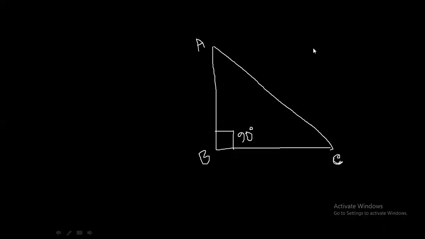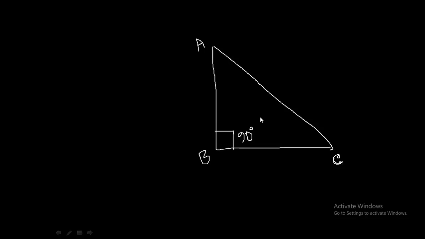So first of all, this is a right angle. We know that a right angle has three lengths. That one is called hypotenuse. Then another one is called base, and the rest of one is called perpendicular line, opposite line.